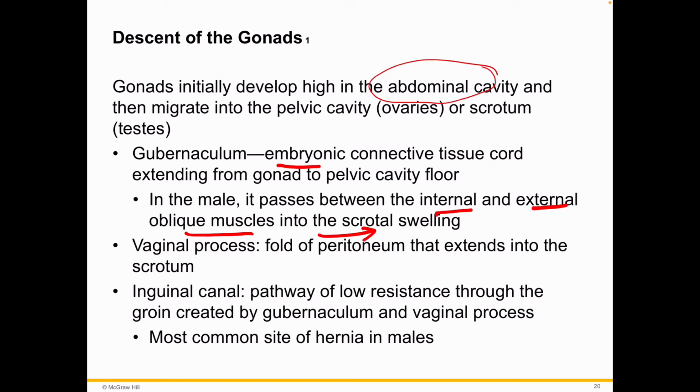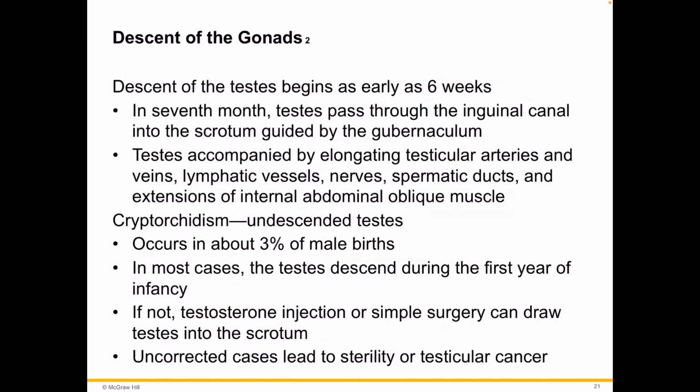The vaginal process is a fold of the peritoneum, and it's going to extend to where the scrotum is. The inguinal canal is the pathway of lowest resistance through the groin, created by the gubernaculum and the vaginal process, and it is the most common site of hernia in males, which is a serious thing. So keep an eye on hernias anywhere in the body. Get consultations right away. Please get consultations, for possible repair.